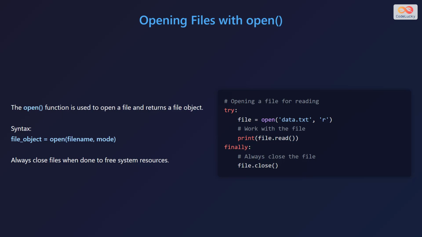Here is an example. First, a try block will try to open the file named data.txt in read mode. Then we can perform operations on the file, like reading its contents using the read method. After that, the finally block ensures that the file is closed no matter what, using the close method of the file object. This is a good practice for releasing system resources.